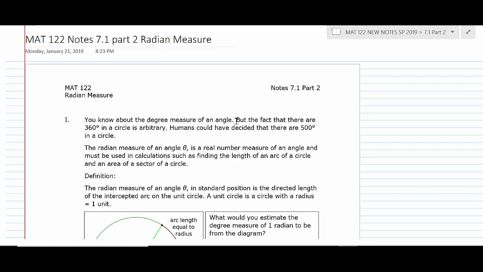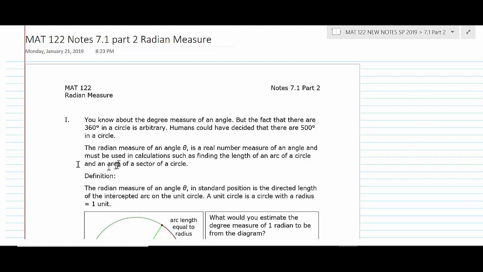You're used to having 360 degrees in a circle, but it turns out humans just made that up. We could have made anything we wanted to, like 500 degrees in a circle. I think it's said that the 360 came from the cycle of a year, and instead of using 365, they used 360 because that's a simpler number. That's what I've always heard anyway.